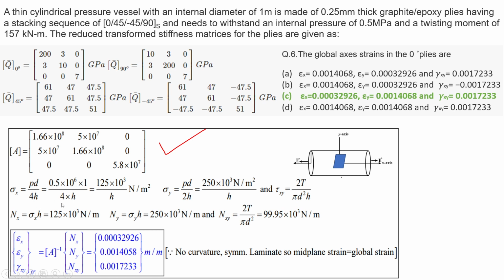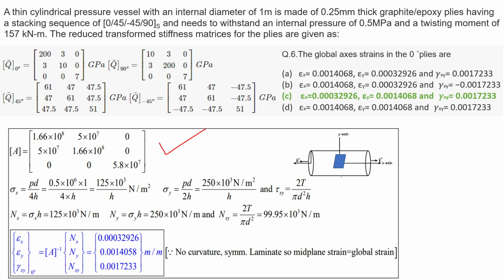So from these stresses, we will get the load. So load is nothing but equal to stress multiplied by the thickness. So for Nx, it is sigma x into h, Ny is sigma y into h, and for Nxy, it is 2T by pi D square. So these are some equations you need to remember. So from that we will get the Nx, Ny and Nxy values.